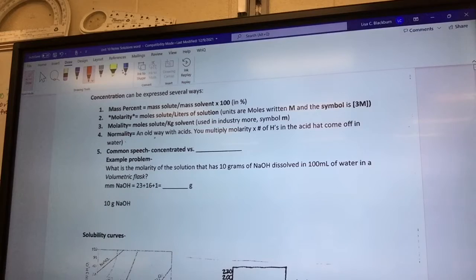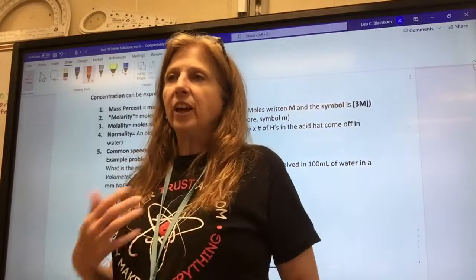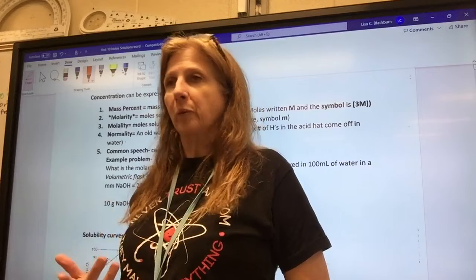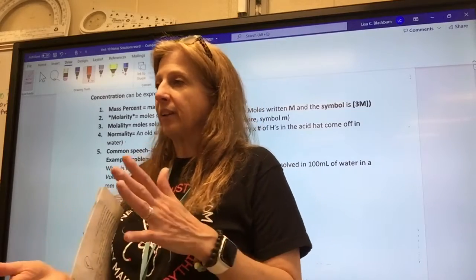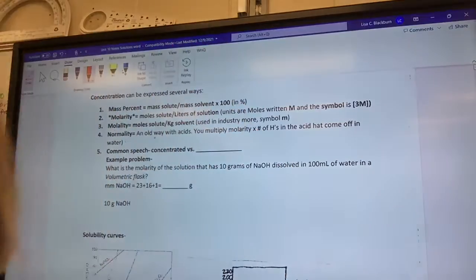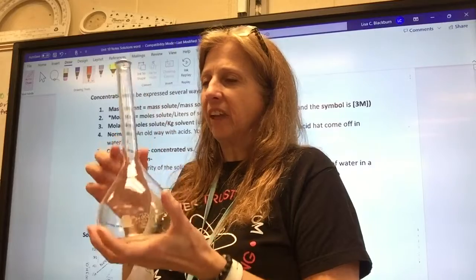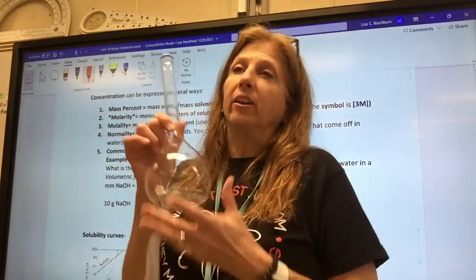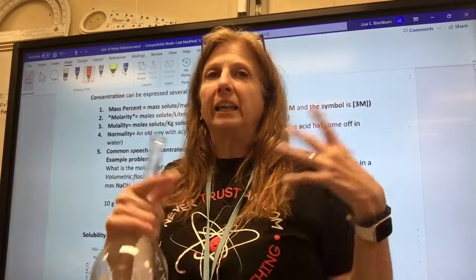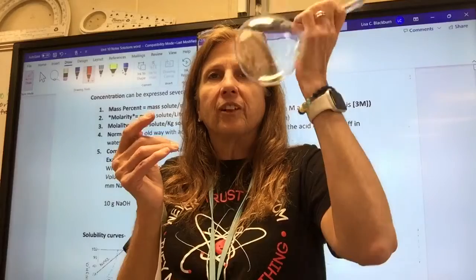The reason why there are all these words is that figuring out concentration is different depending on what you're doing with it. When I make a chemical, I'm usually only making a little bit. I will often use this to mix up a chemical. It's called a volumetric flask, and that's how much I make usually. But if I was an industrial chemist, I would be making tons and tons of chemicals. So for me, it's convenient to use this little thing.